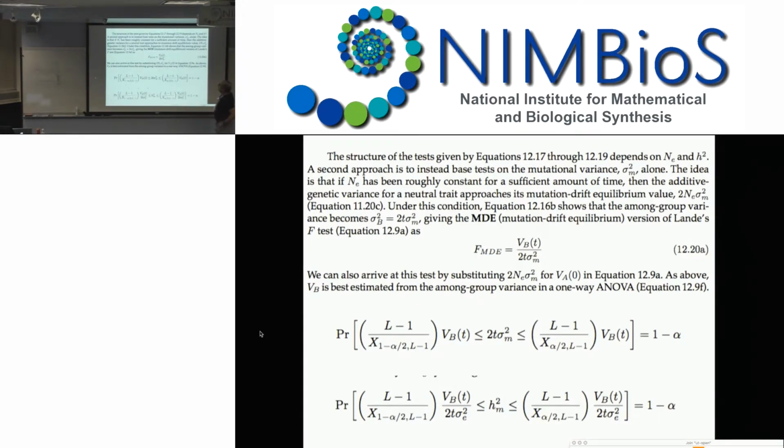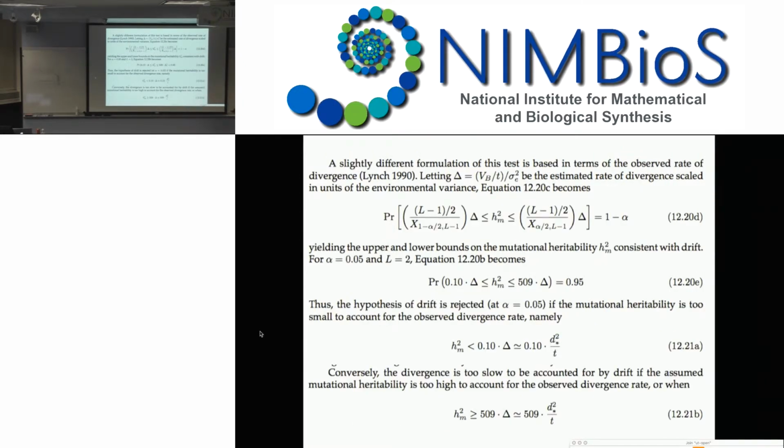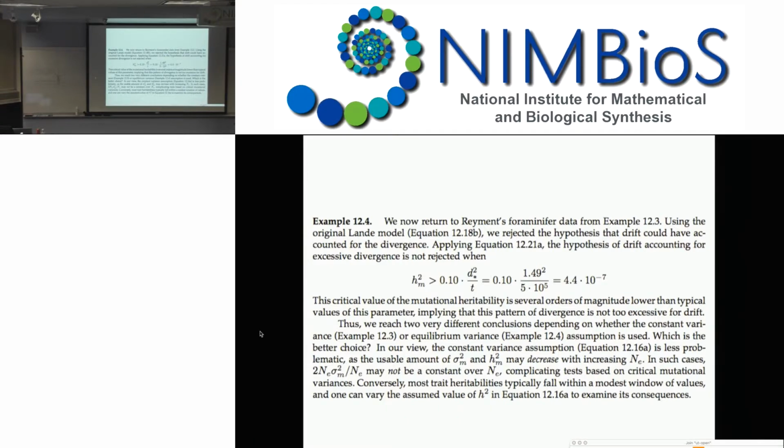Now, conversely, you can take that same Landy test, and instead of dividing here by twice the added variation divided by NE times time, you can plug in the equilibrium value. That's the expected amount of divergence you expect by mutation, another way of looking at it. Then you can do a similar test and put critical bounds on either mutational variation or the heritability. When you rerun that same experiment using that same data, you see that if the mutational heritability is more than this critical value, then drift is not rejected.